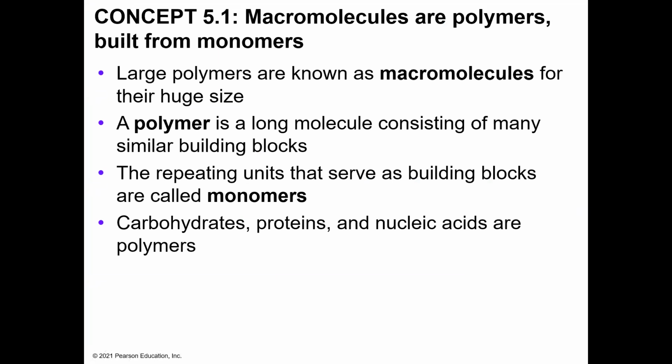So, macromolecules are polymers that are built from monomers. Large polymers are known as macromolecules because they have a very large size. A polymer is a long molecule consisting of many similar or smaller building blocks. And we call these smaller building blocks monomers. Carbohydrates, proteins, and nucleic acids are all polymers that are built out of monomers.